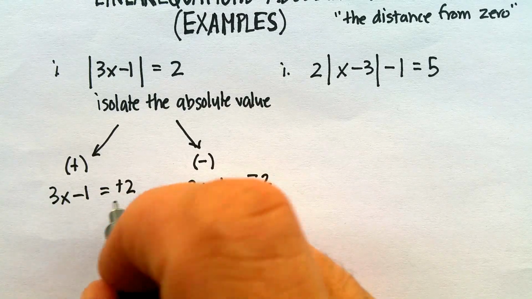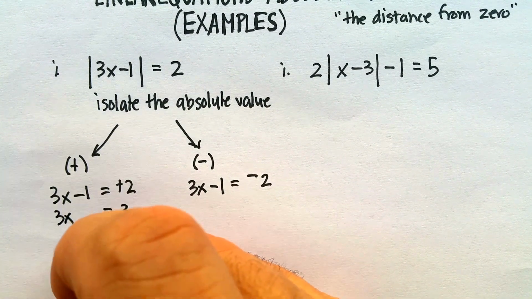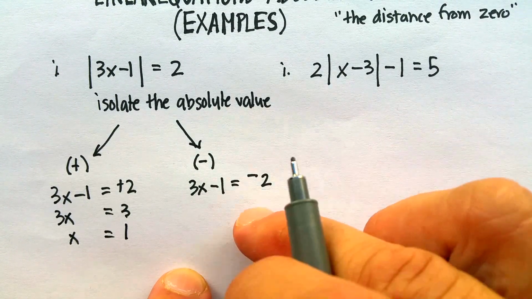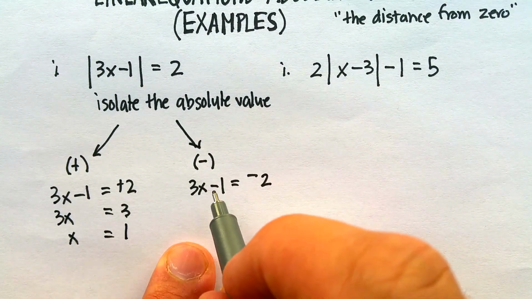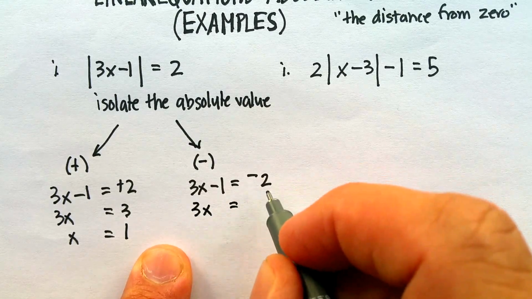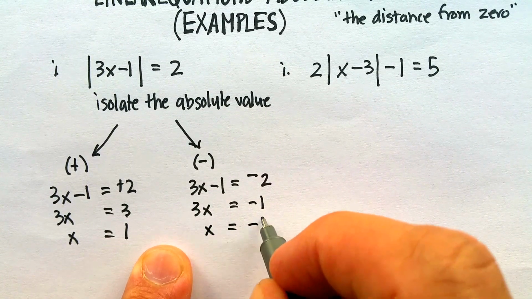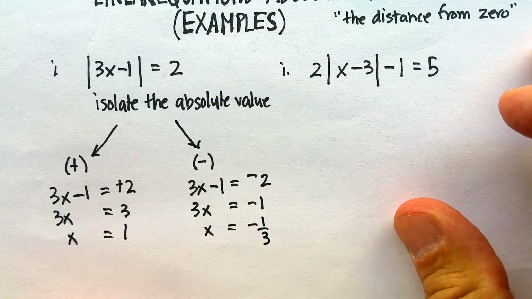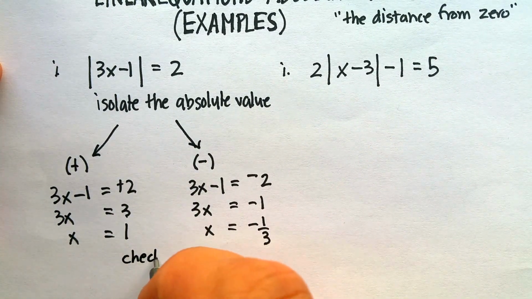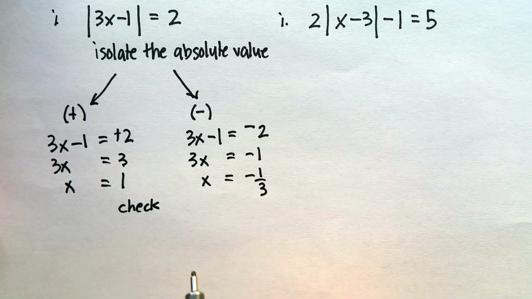Okay, so let's go ahead and do that. 3x minus 1, I would add 1 to both sides, and then I would divide by 3. So x would be equal to 1 possibility. Now let's try this one. 3x minus 1 is equal to negative 2. Let's add 1 to both sides, and you'll get negative 1 here. Let's divide by 3. x is equal to negative 1/3. Now here's the important part too. You absolutely need to check both of these, because both of them may not work. Let me show you how that works.